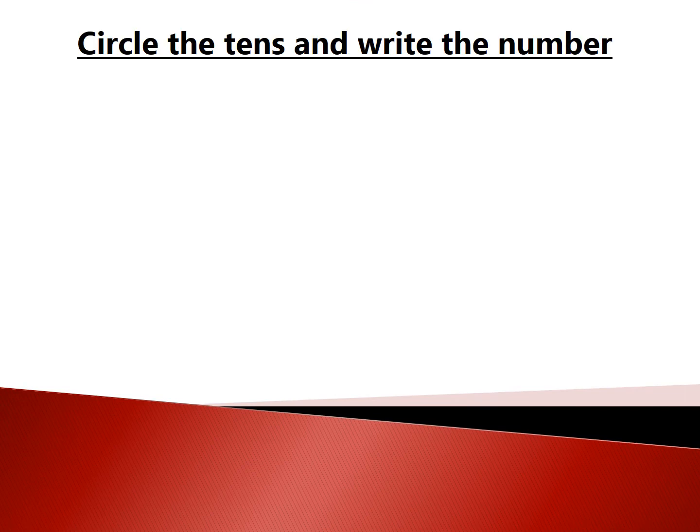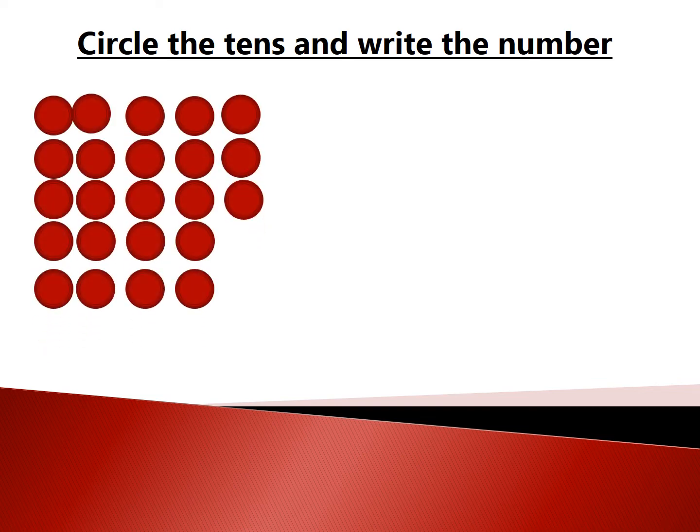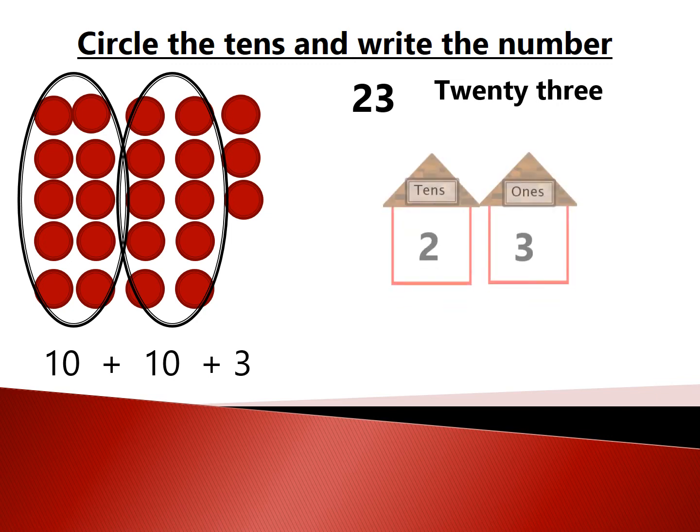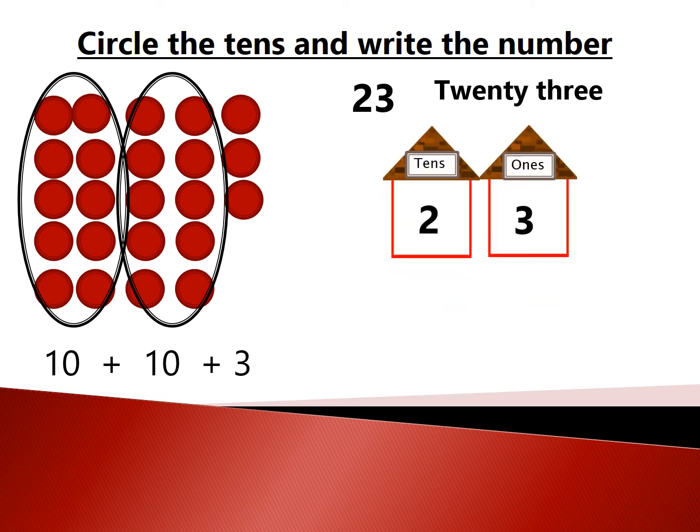Let us look at some examples. Circle the tens and write the number. So we look at all the circles, count 10 and circle it. So there's one group of 10 and there's another group of 10. And there's 3 single ones. So we write 10 plus 10 plus 3. That is 23. 23 is 2 tens and 3 ones. 20 plus 3.